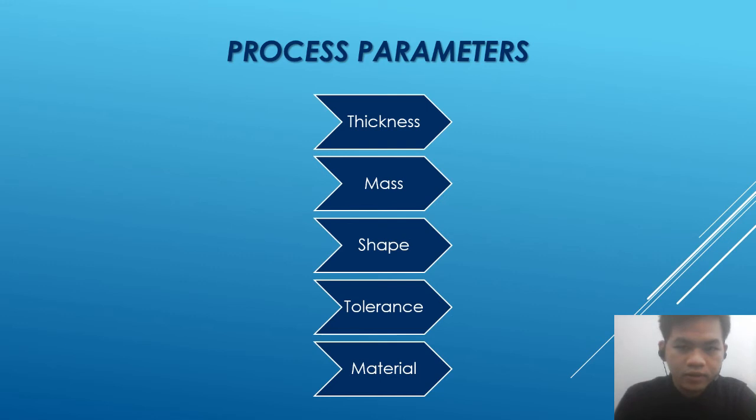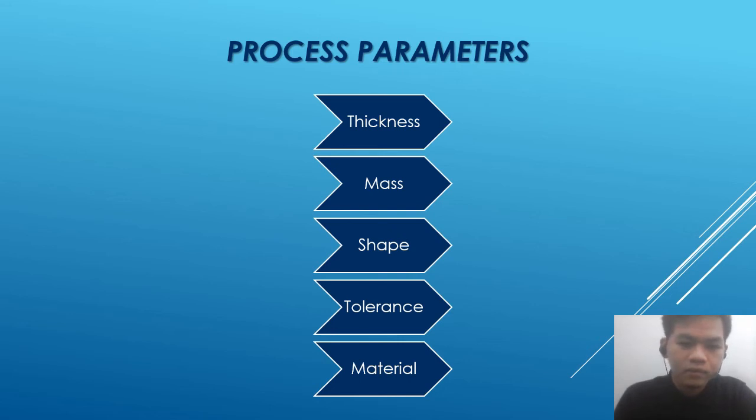Next is the mass of the product. The knee prosthesis mass needs to be as minimum as possible to allow the users to be comfortable. Selective laser sintering is capable of undergoing this process because the machining by selective laser sintering allows the product to be produced by using the lowest amount of material without sacrificing the structural integrity of the product.